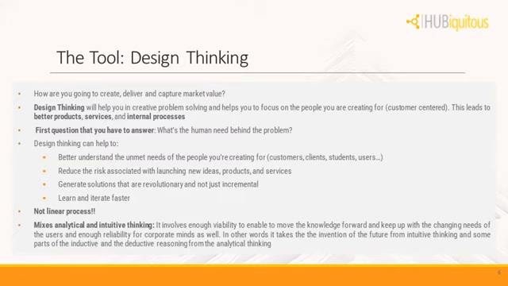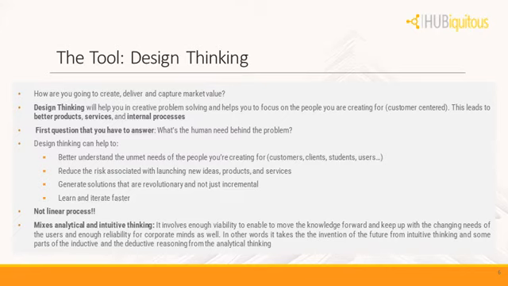It is also going to help us to reduce the risk that is associated with the launching of new ideas, products, and services. This is because design thinking is an iterative tool. You are going to, for example, go through step 1, 2, 3, and then come back to step 1. It is going to help us to generate solutions that are revolutionary, not only incremental. That means that we are not going only to solve the problem or improve a little bit the life of our target audience, but we are going to revolutionize their lives with this solution.